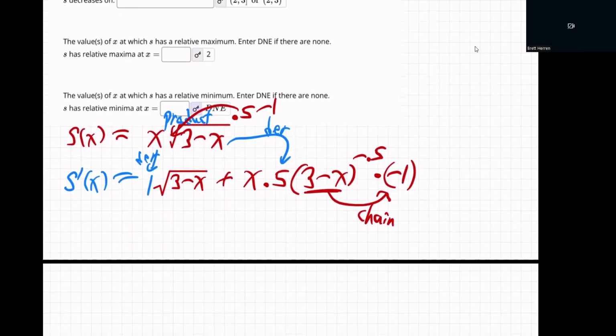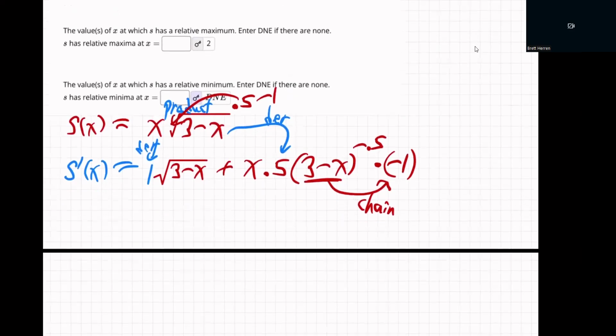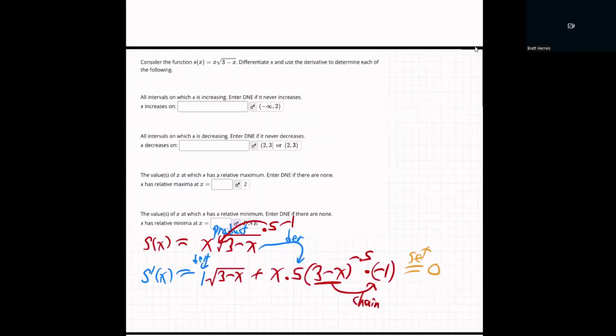So there we go. That's a tricky derivative. Easy to mess that up. Be careful. So this is ugly. Oh, and what are we going to do now? We're going to set this equal to 0. Why am I saying equal to 0? Because that's how you find the critical values.